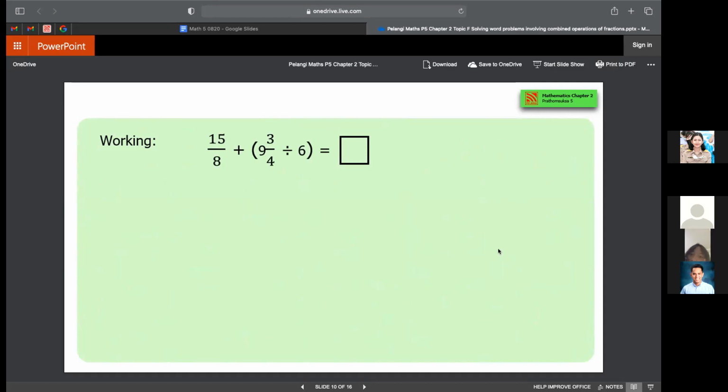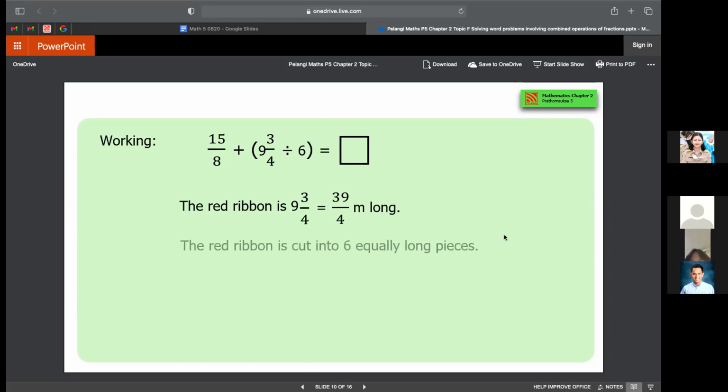Okay, 9 3/4 is a mixed number. We will change that to improper. 9 times 4 is 36 plus 3, 39. And then we change divided by to times, the reciprocal of 6, which is 1/6. So 39/4 meter long, and then cut into 6 equally long pieces. That means divided by. So when we divide, we make it times.